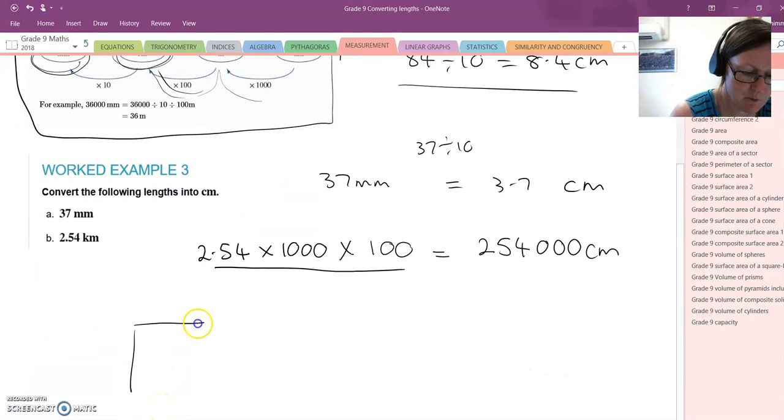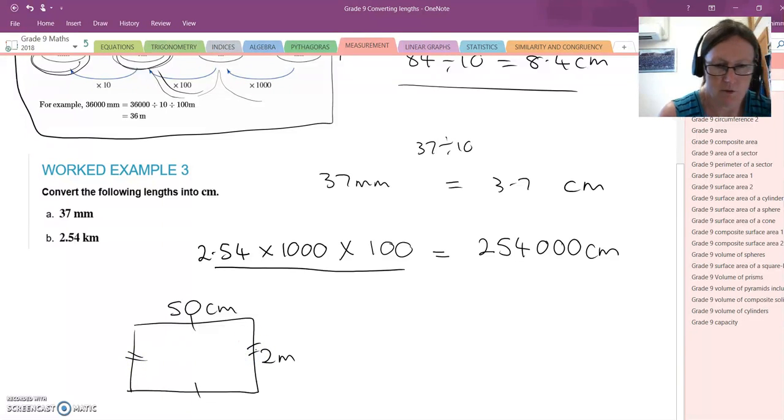So if we're faced with a problem like this, find the perimeter of this shape, and that's 2 metres, and that's 50 centimetres. Obviously it's not to scale. So find the perimeter of this rectangle. The first thing that we would have to do before we did that problem is to convert the units of length to the same unit.